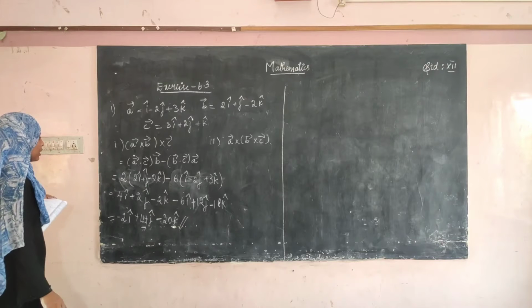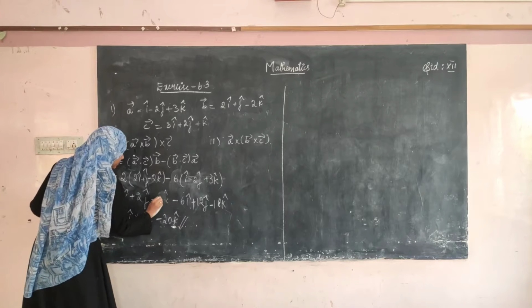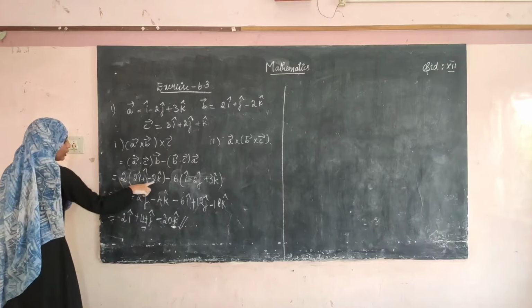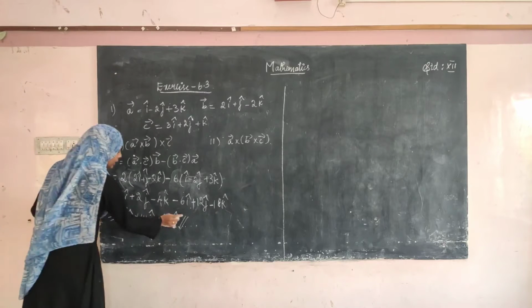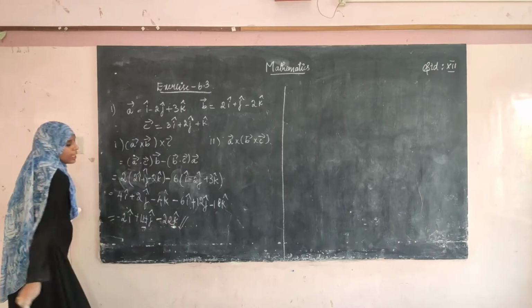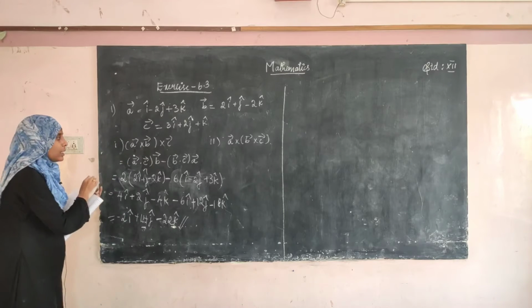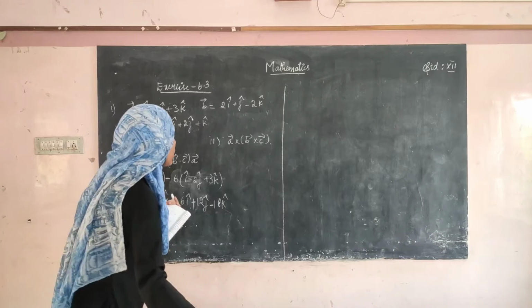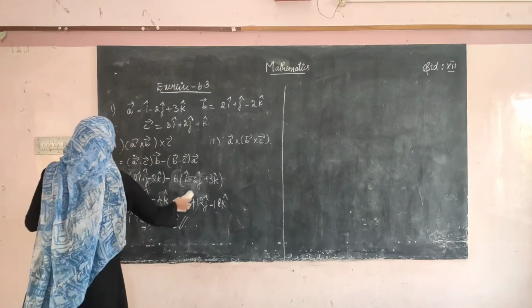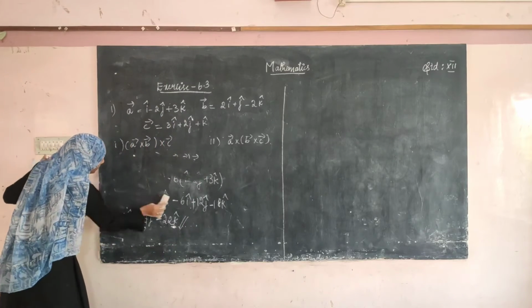Okay. So this is 4, right? 2 into 2 is 4. Hence we have found the value of A vector cross B vector cross C vector. Now we are going to find the value of A vector cross B vector cross C vector.